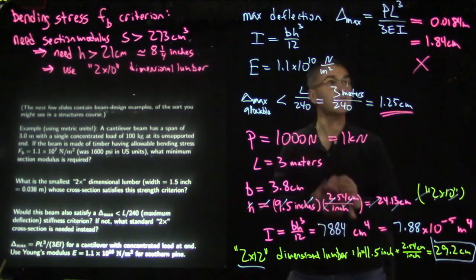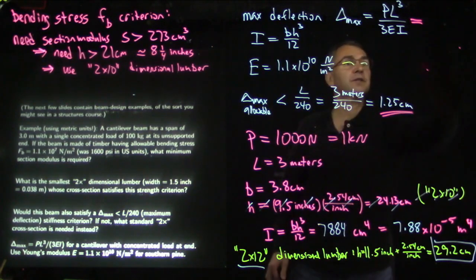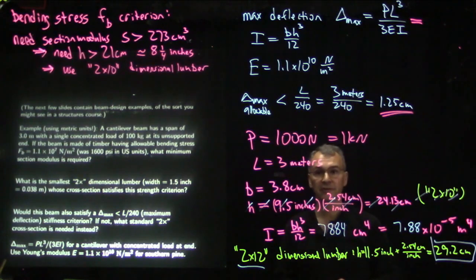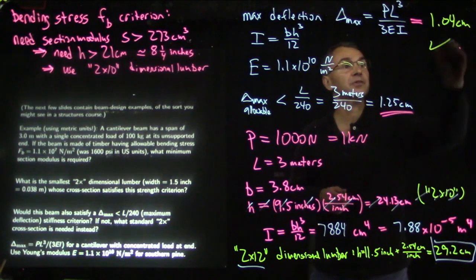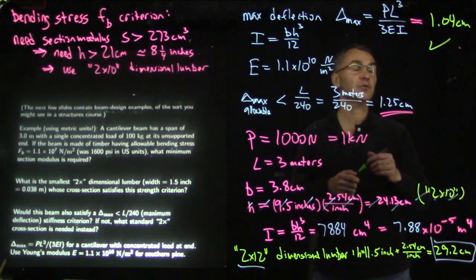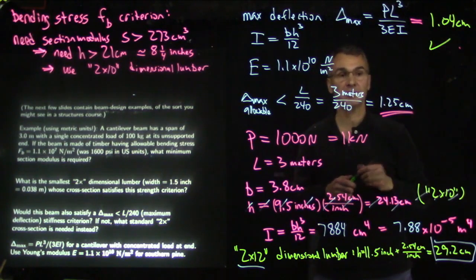So then we can recalculate this. So we won't use this. We will instead use this updated version of the second moment of area. Okay, and we get 1.04 centimeters, which is just fine. I mean, it's actually 0.0104 meters, but I put it into centimeters. 1.04 centimeters. So that's kind of interesting.